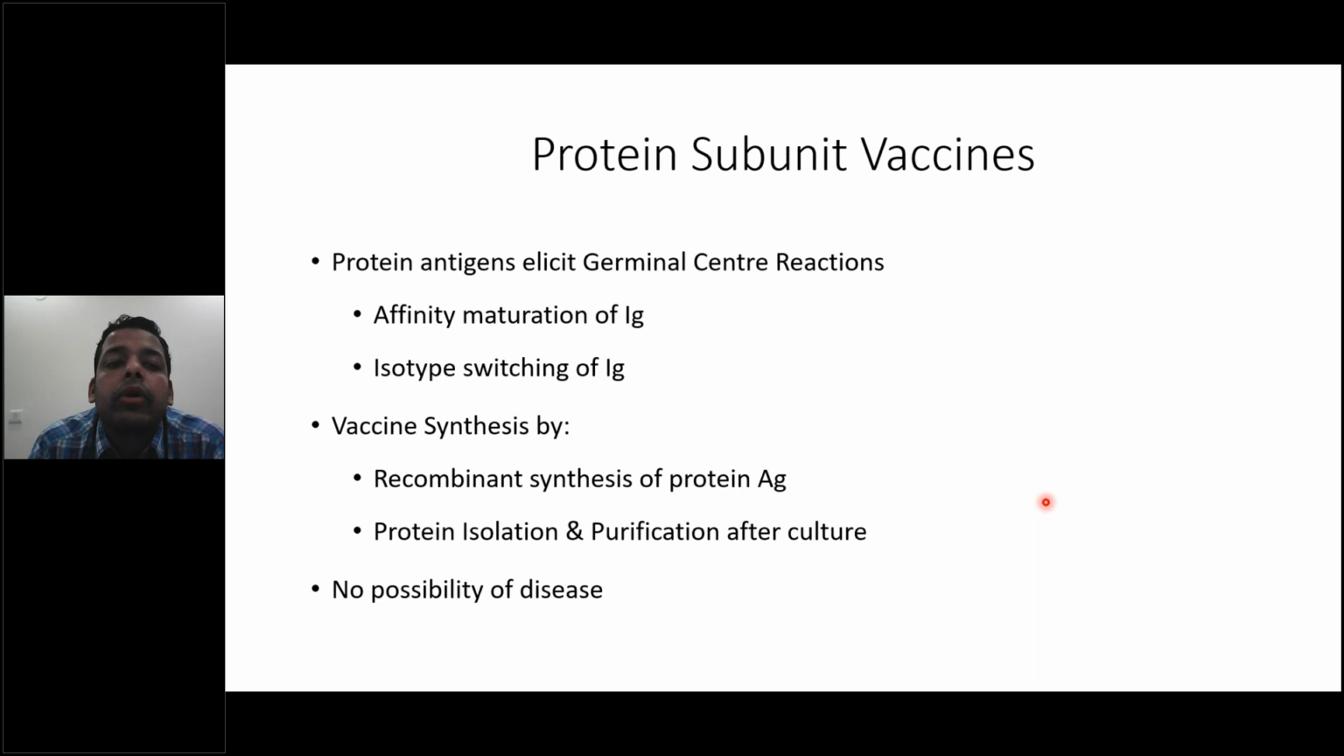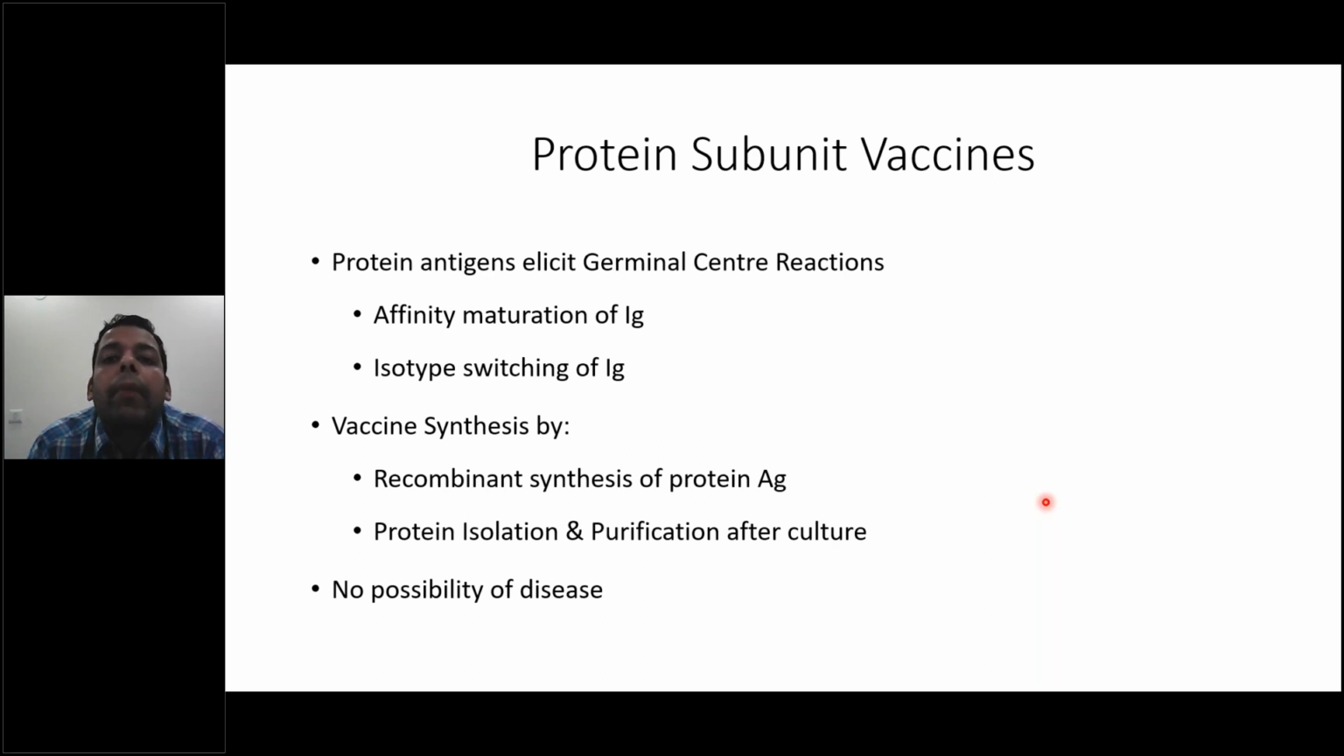In the protein subunit vaccine, the advantages are that these protein antigens are able to elicit germinal center reactions, which lead to affinity maturation of the antibodies and isotype switching of the antibodies. So how do we synthesize these protein subunit vaccines? We either do a recombinant synthesis of the protein antigen, or the proteins are isolated and purified after a culture of the virus.